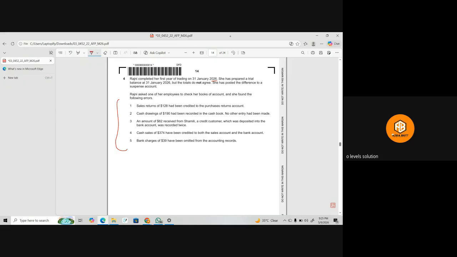First error is sales return. Now remember that a sales return is always a debit. This is the right entry. Sales return of 128 had been credited to the purchase return account. So first of all, it should be debited, but mistakenly we credited it into the purchase return account.